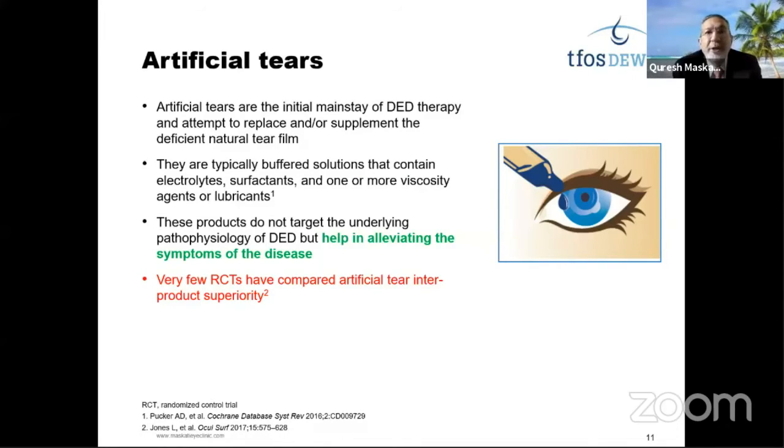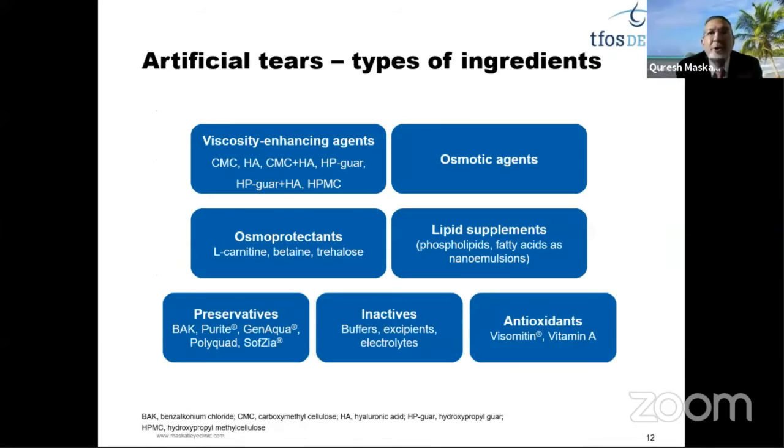So artificial tears remain the mainstay of treatment, and there are all sorts of artificial tears in the market. The good news for all manufacturers of teardrops is that DEWS 2 very categorically said that there is no real superiority of one over the other, and very few randomized clinical trials have actually compared them, because there are such vast differences from patient to patient. So these are some of the teardrops that we have: CMC, HA, and combinations of these, HP Guar and combinations with it, and HPMC is still there.